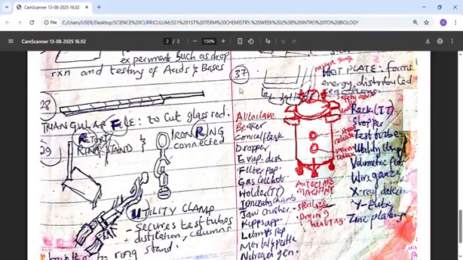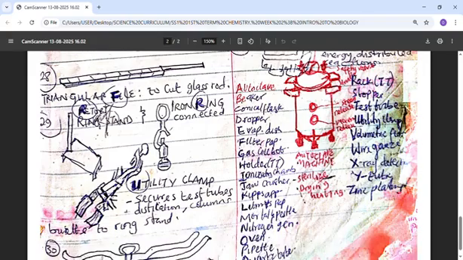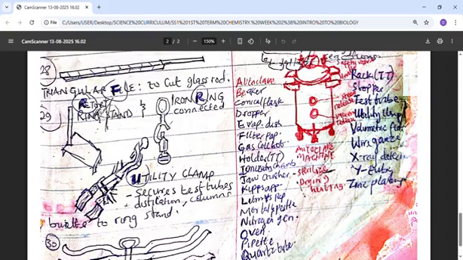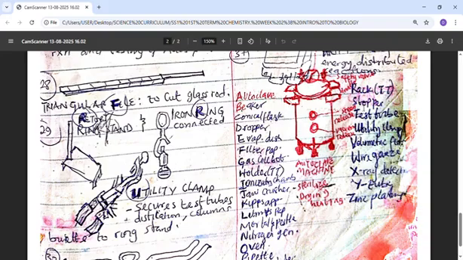We have A, autoclave; B, beaker; C, conical flask; D, dropper; E, evaporating dish; F, filter paper; G, gas collecting bottle; H, holder, that's your test tube holder; I, ionization chamber; J, jaw crusher; K, Gibbs apparatus; L, litmus paper. M, mortar and pestle; N, nitrogen generator; O, oven; P, pipette; Q, quartz tube; R, rack, that's a test tube rack; S, stopper; T, test tube; U, utility clamp; V, volumetric flask; W, wire gauze; X, X-ray detector; then Y tube; and Z, zinc plating.